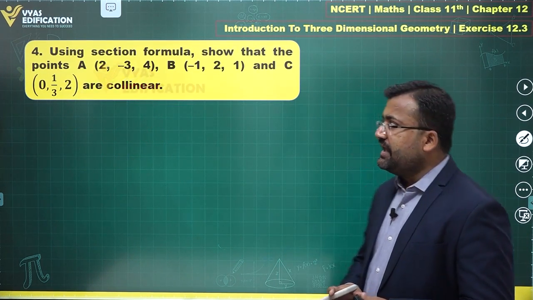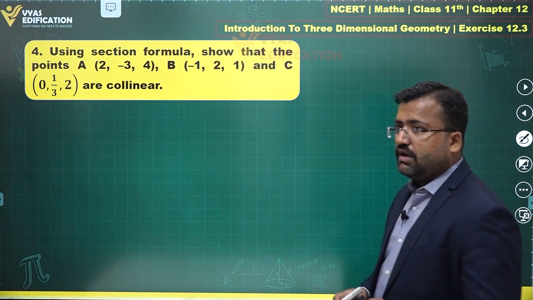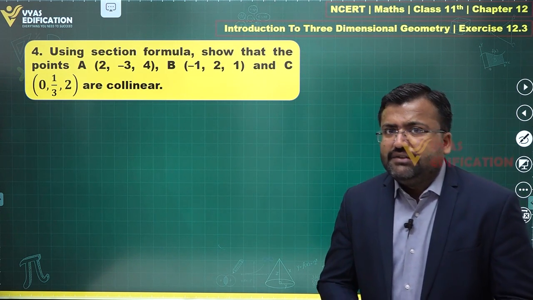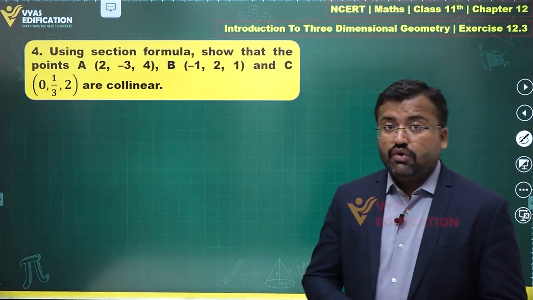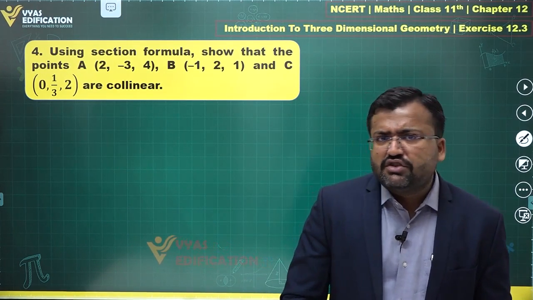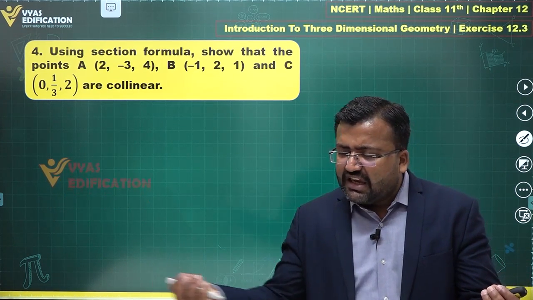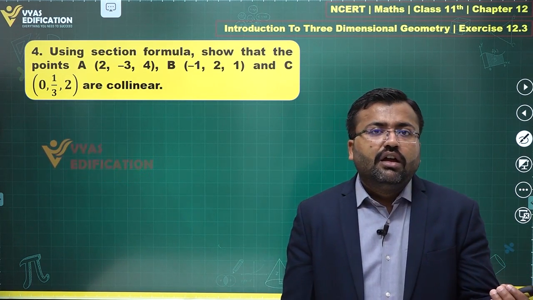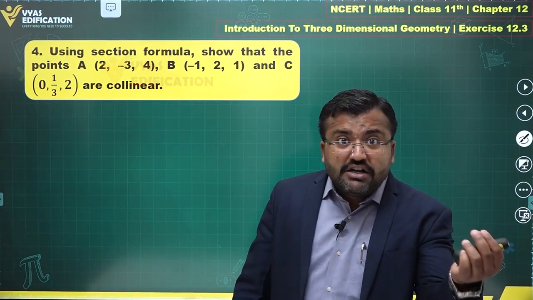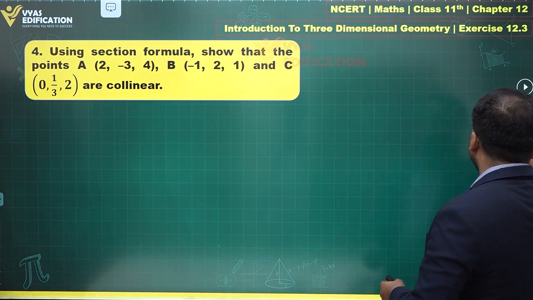Question number 4 says, using section formula, show that the points A, B and C are collinear. Okay. If we want to show that the points are collinear, we simply should show that, in the question before the previous question, we saw the idea. Given the points are collinear, the ratio will be K, K, K. K will be the same for X, Y, Z coordinates. The converse is also true. If K is the same for the 3 coordinates, then the points will be collinear. Yes, that's the idea we'll be using over here.